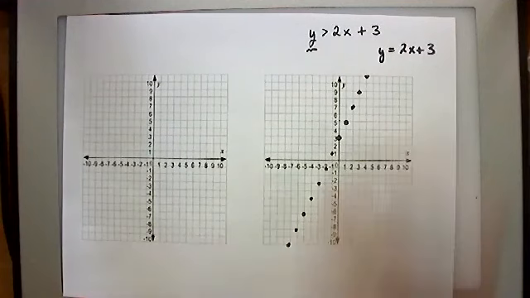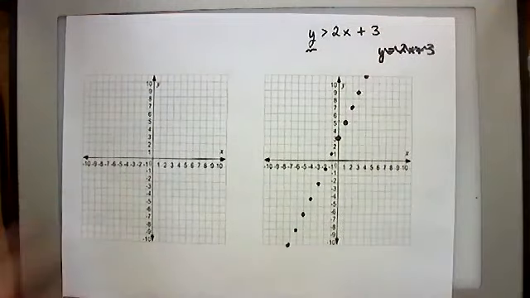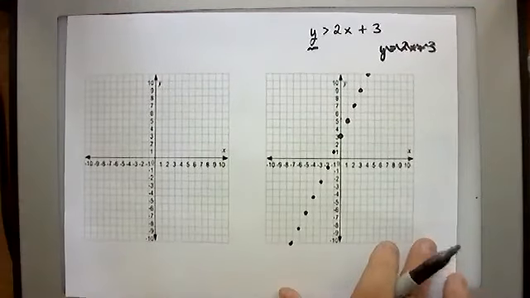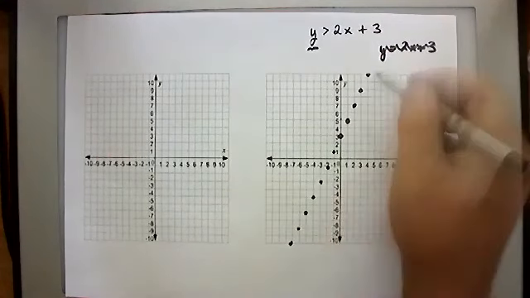But here's the thing. It's not y equals 2x plus 3. It's y is greater than 2x plus 3. So you've got this line here, 2x plus 3. And I want to know where the y's, think about what I said there, the y values, which is up and down, is greater than the 2x plus 3. So 2x plus 3 is this line.